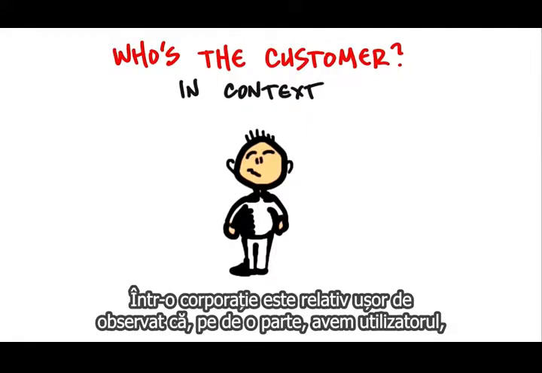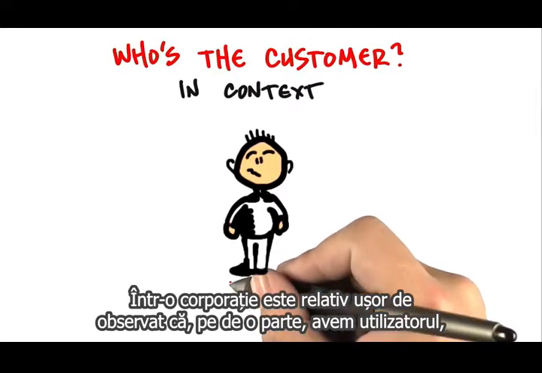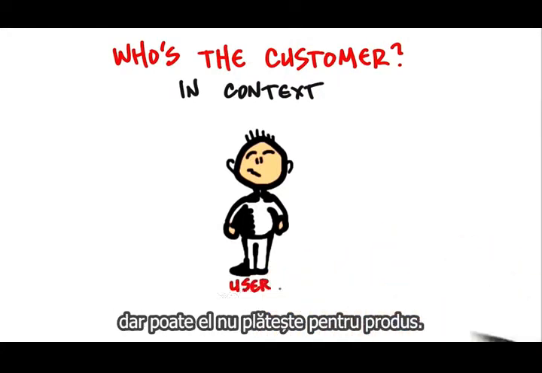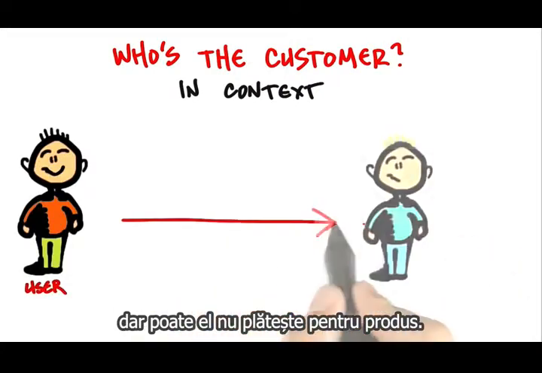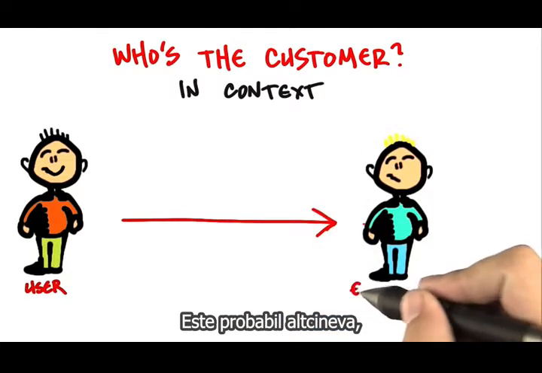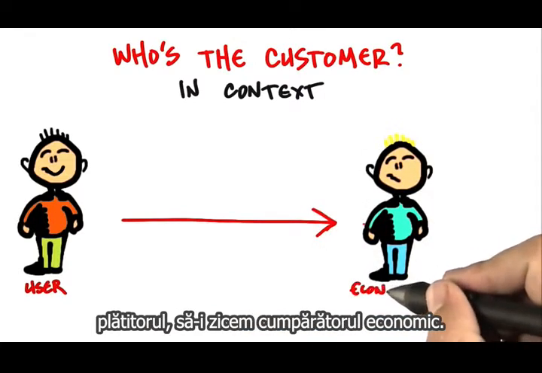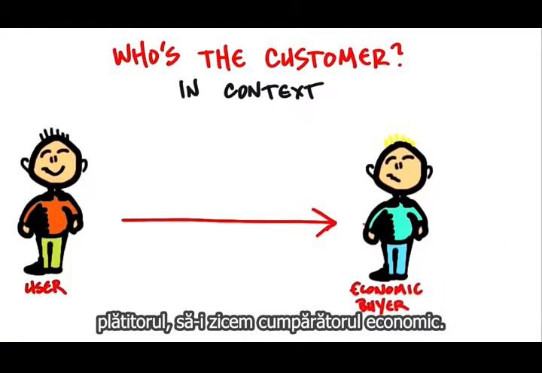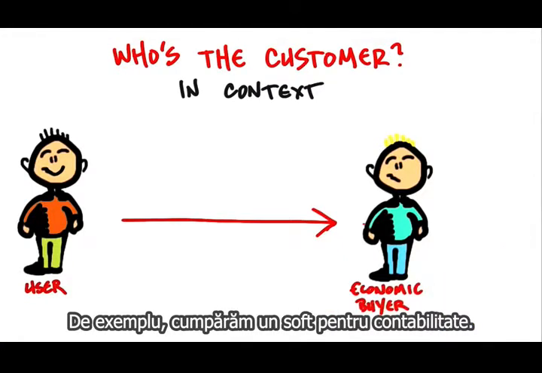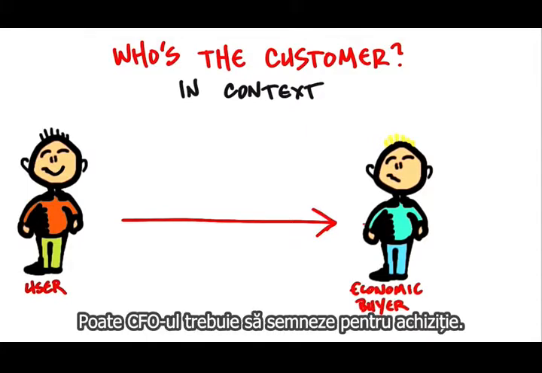In corporations, it's pretty easy to understand that you might have someone who uses the product, but they might not be the person who pays for the product. So there might be someone up here, the payer, let's give them a fancy name and call them the economic buyer. So we might be buying software for accounting to use, but it might be the chief financial officer who has to sign off for that.